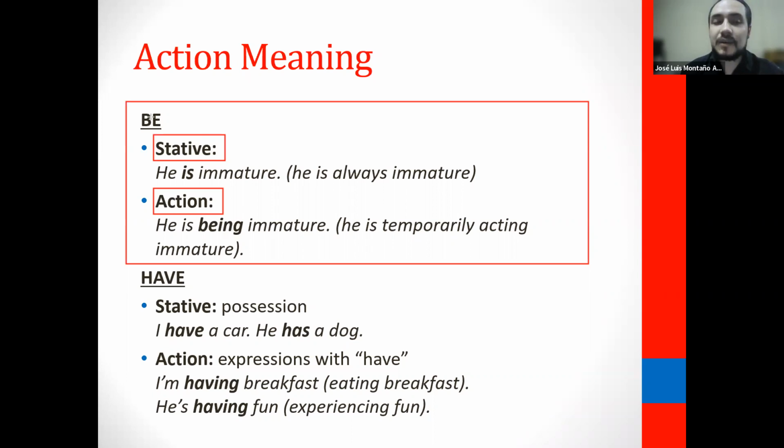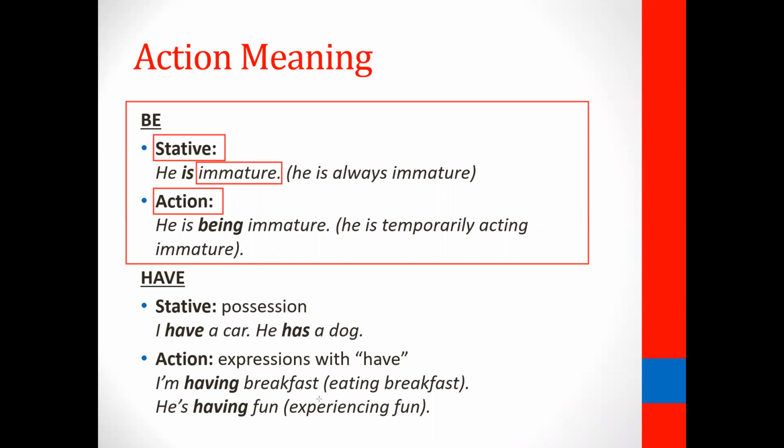All right, so this is going to be for you, please, Evelyn. Let's read about be. Be stative, the example, action, and the example, please, Evelyn. Be stative. He is immature. He is always immature. Action. He is being immature. He is temporarily acting immature. All right, thank you, Evelyn.